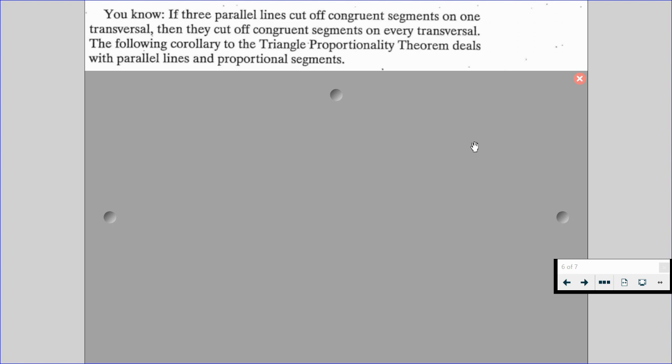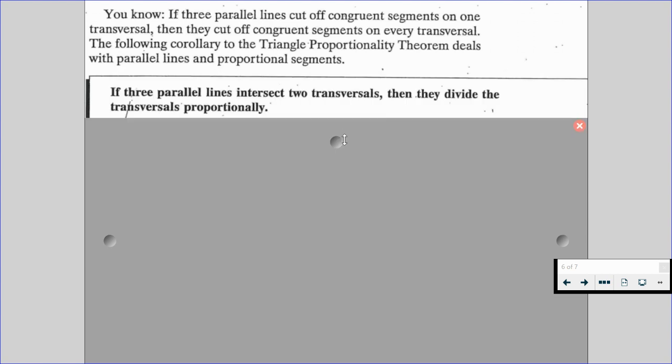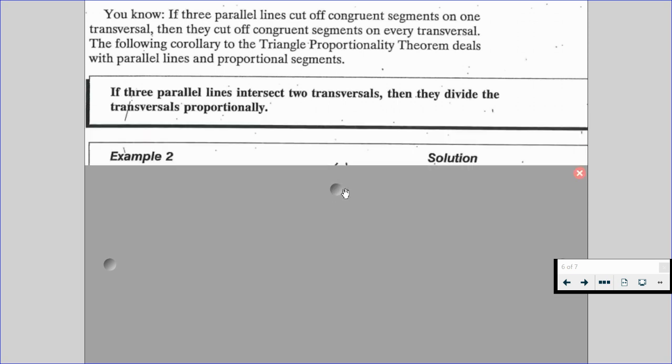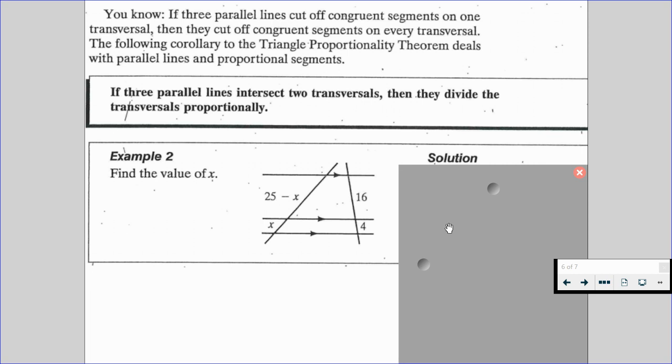And you know that if three parallel lines cut off congruent segments on one transversal, then they cut off congruent segments on every transversal. The following corollary to the triangle proportionality theorem deals with parallel lines and proportional segments. If three parallel lines intersect two transversals, then they divide the transversals proportionally. And in example number 2, we are given just that.